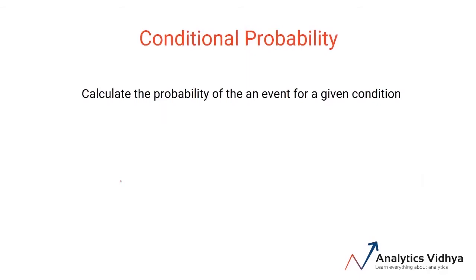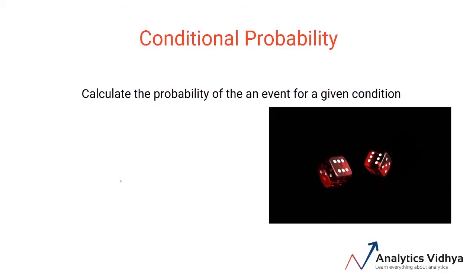Let's look at another concept, the conditional probability. As the name suggests, conditional probability is calculating the probability of an event for a given condition. So consider this example. When we roll 2 dice and we want to find out what is the probability that the second dice will get a value of 2, given that the sum of the numbers on both the dice should be less than or equal to 5. So in this case, getting 2 on the second dice is our event.